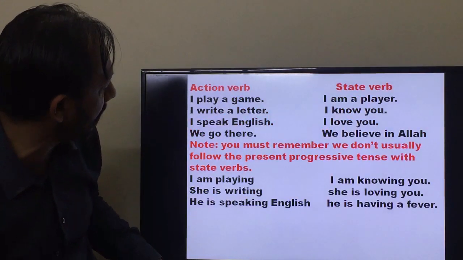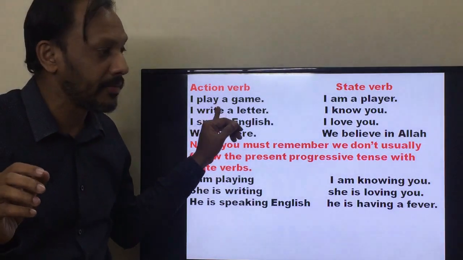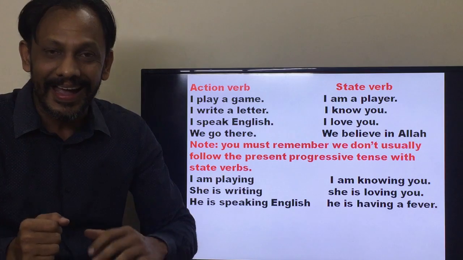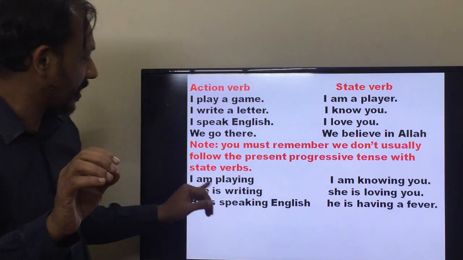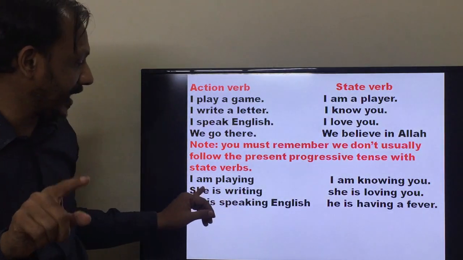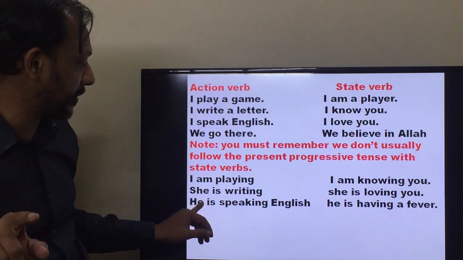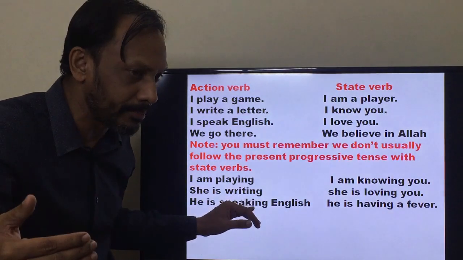So as I told you earlier, when we talk about an action verb, it shows movement, and when the movement is in progress, we use the present continuous. Like I play, I'm playing. I write, I'm writing. She writes, she's writing. He speaks, he's speaking. So that's how we use the ing form.